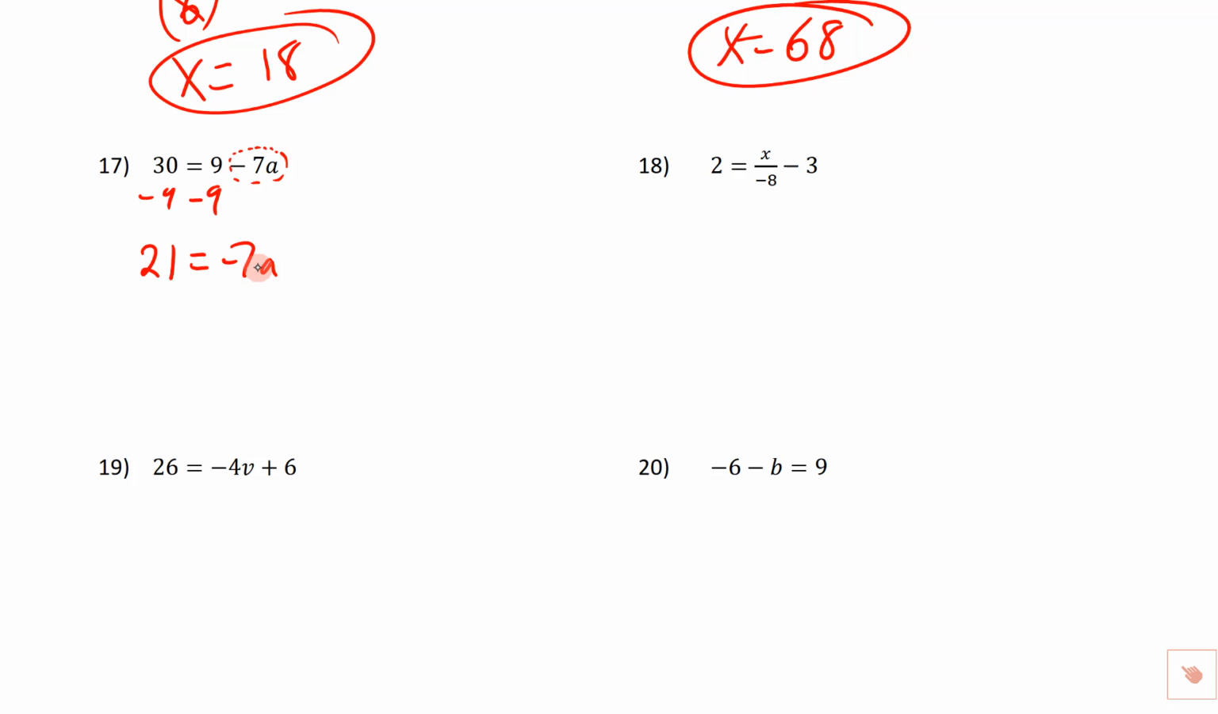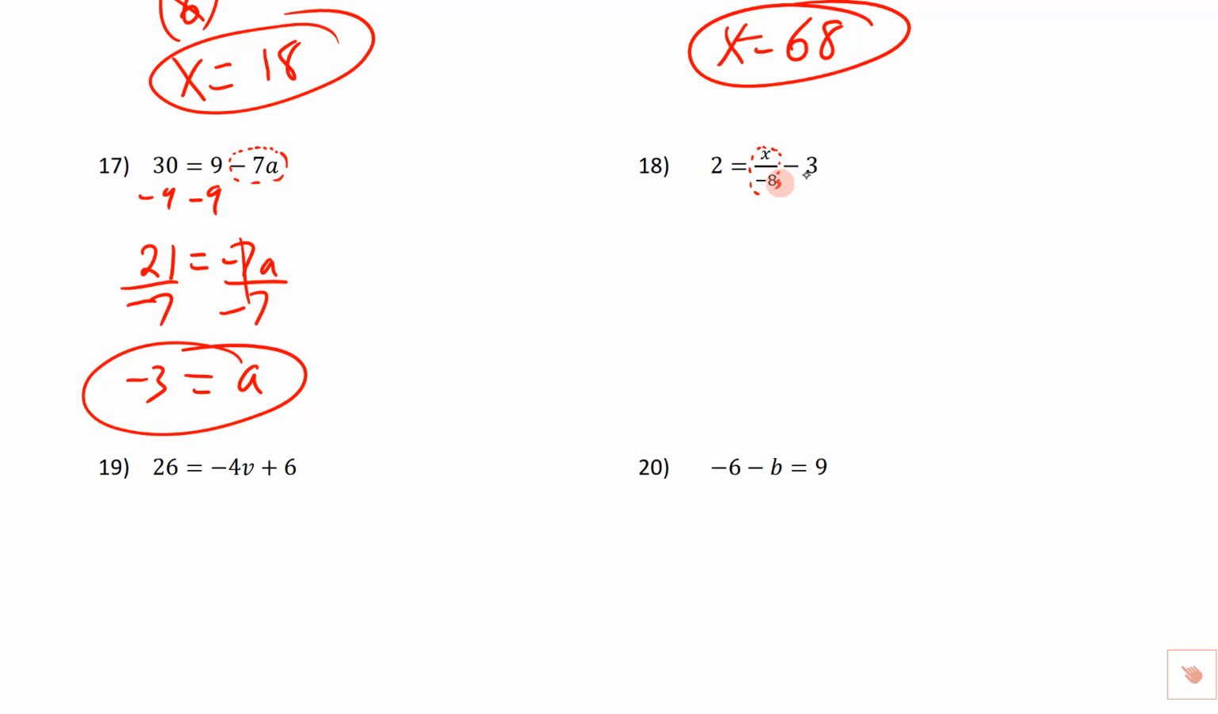And then again, there's nothing in between here, so we want to undo multiplication. So we're going to divide by negative 7. Divide by negative 7 on both sides here. Now, some people might think, oh, I need to divide by a positive 7, but if we were to divide by a positive 7, we wouldn't be canceling off the negative, so that would create an issue right there. We want that to be a positive a over here, and then we end up with a negative 3 on that side.